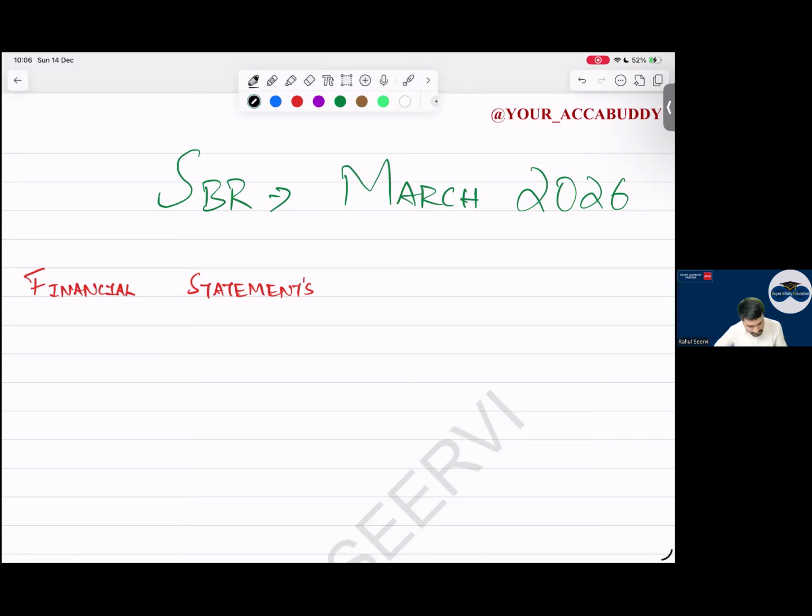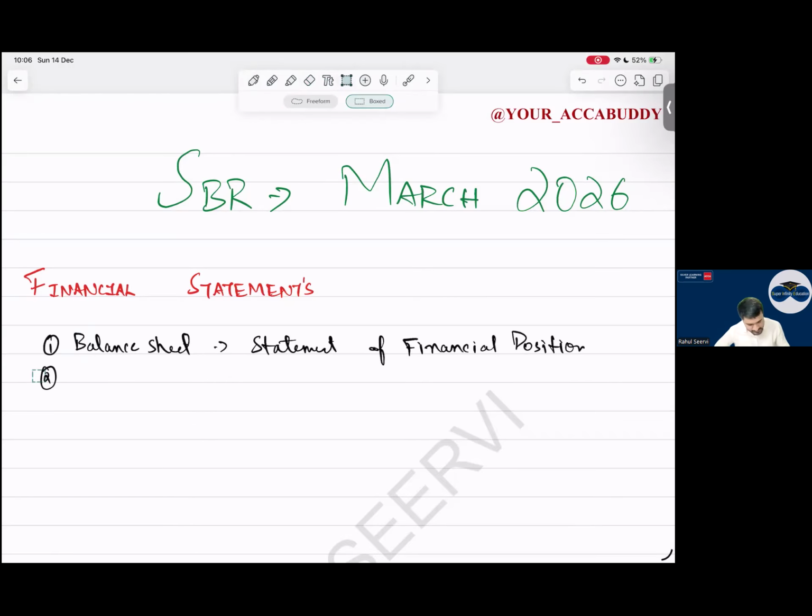Understand that basic. Which is the first one, sir? Sir, we know it's the balance sheet. It's the balance sheet, but what is the new name for this one? SOFP, statement of financial position. Now, some will be saying, sir, we know all this. No problem, we'll spend less time on this. It's not that I'll go in detail.